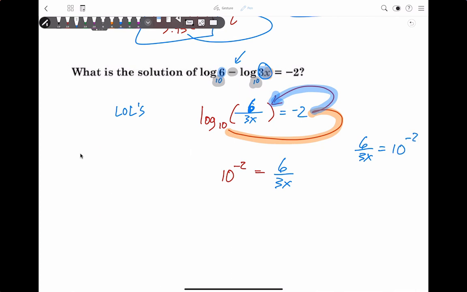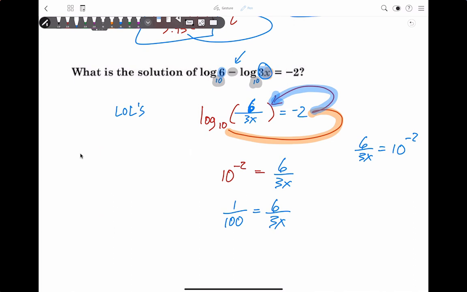So now you can finish it off by solving for x. 10 to the -2 is the same as 1 over 10 squared, because you just moved it down into the denominator. And you have this. We know that 10 squared is 100, so we could rewrite this as 100. Now we have a fraction that we're just solving for x.